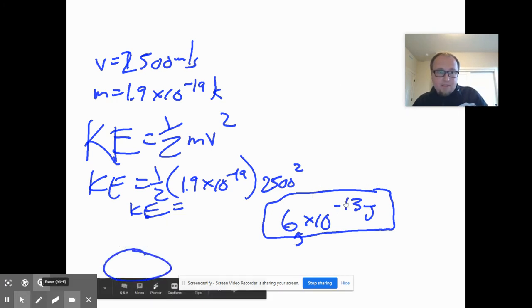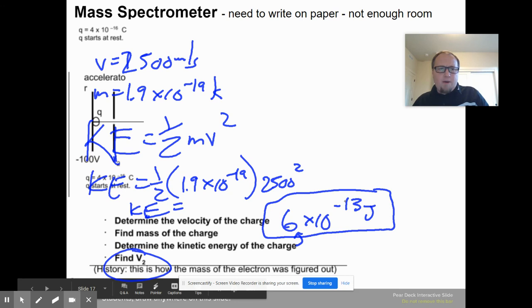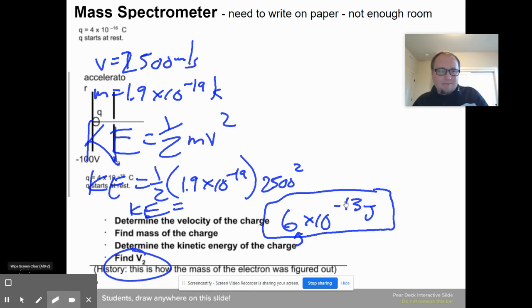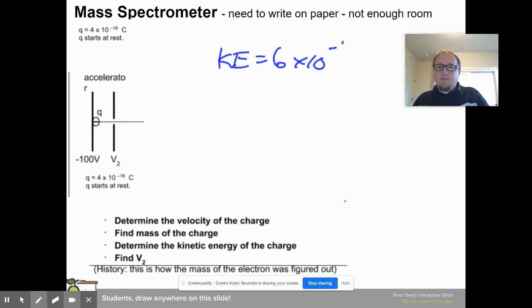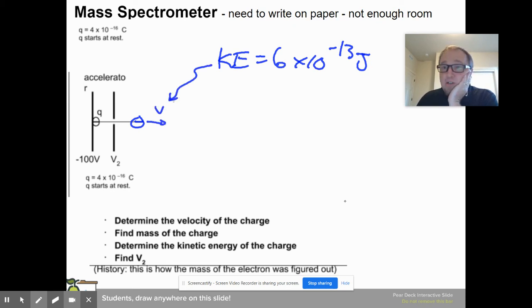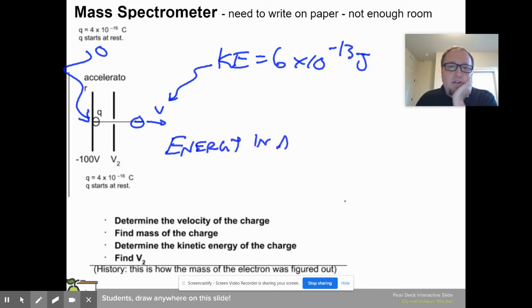Okay, so now this next slot is blank. But here, 6 times 10 to the negative 13 joules. Now, that just tells me when this electron left, it was moving this way and it had that much energy. Well, look at this. How much energy did it have here? Nothing. But it was in a field. So this is a good review: energy in a field.